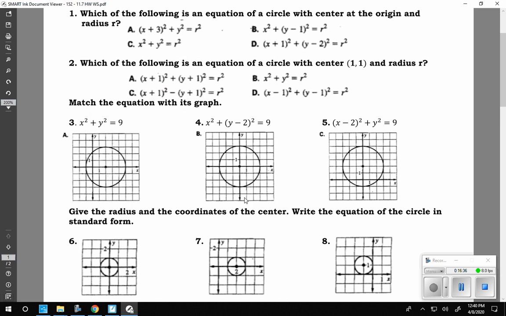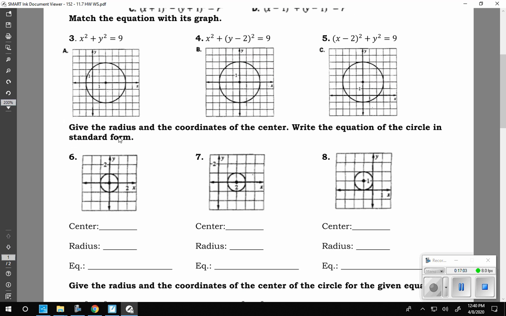So, which of the following is an equation of a circle with center at the origin? So that would just be x squared plus y squared and radius r. Done. That one's C. Which of the following is an equation with center at 1, 1? So it should be -1, -1. So that has to be D, right? -1, -1. Match the equation with a graph. Notice 3, 4, 5, you're going to match A, B, and C. Find the center, find the radius, and you can match them.